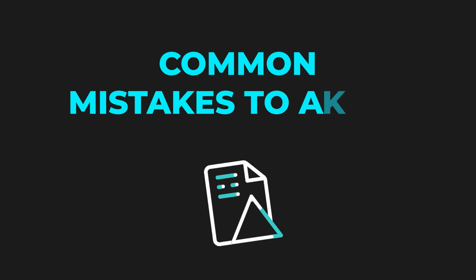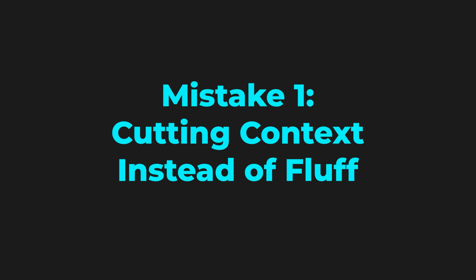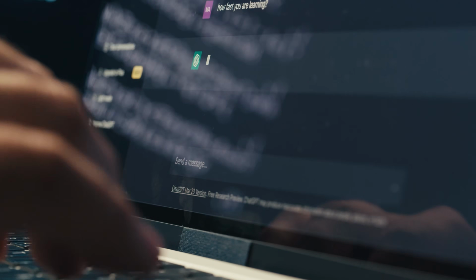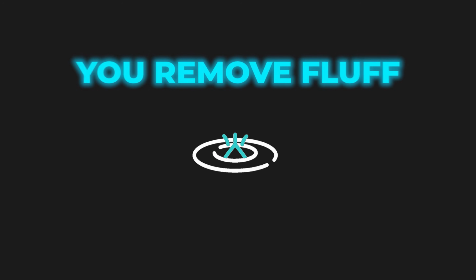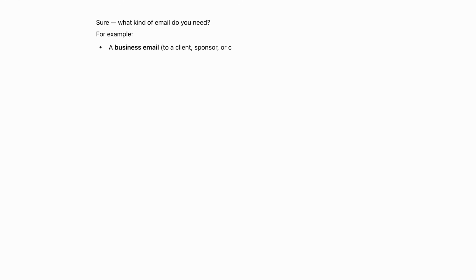Section 5, common mistakes to avoid. Before we wrap up, let's talk about the biggest mistakes people make when trying to write shorter prompts. Mistake 1, cutting context instead of fluff. People think shorter means removing everything. Wrong. You remove fluff, not context. Bad short prompt: write email. That's short, but useless. The AI has nothing to work with.